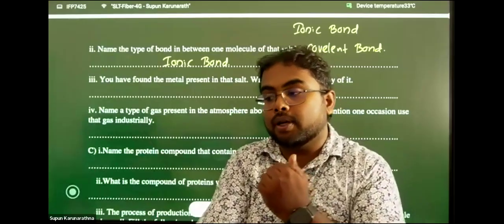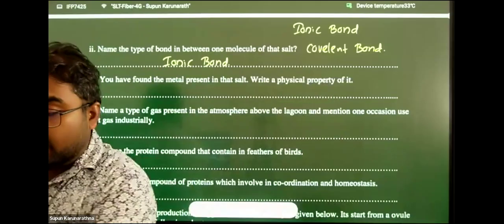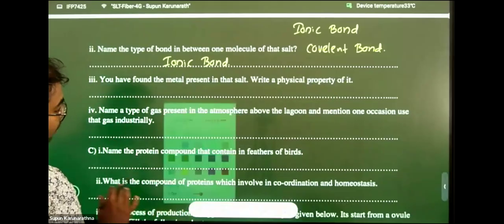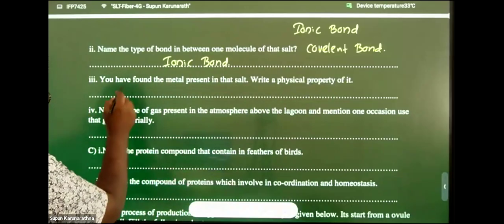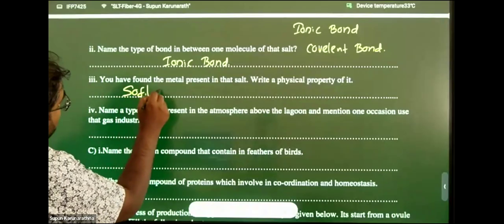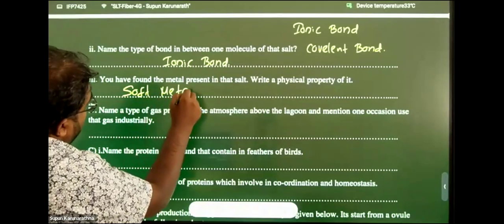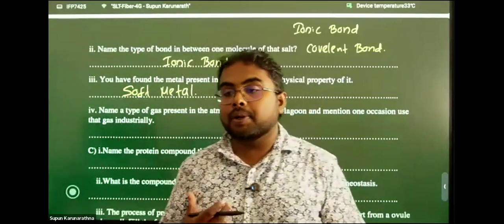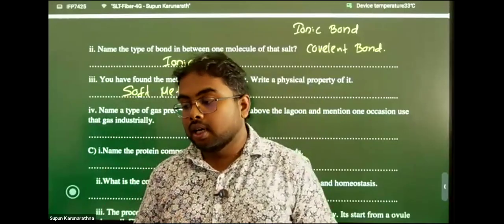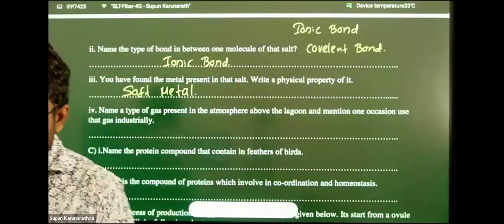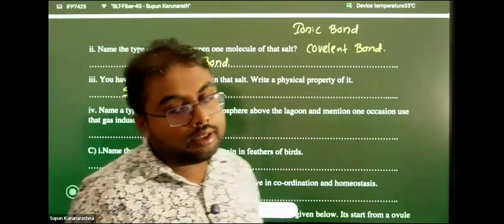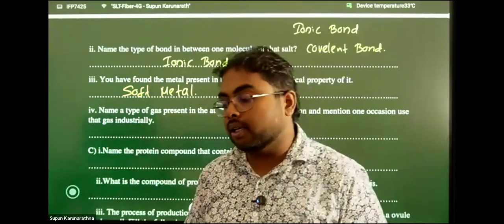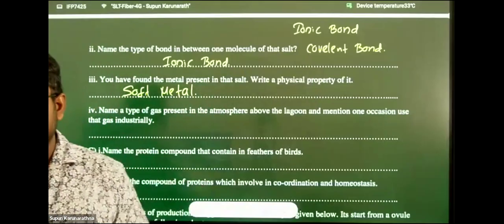So what is a physical property of sodium? It's a metal, right? So it has specific physical properties. It's a soft metal. We know that one physical property of sodium is that it's a soft metal. Sodium metal we can cut using a knife. Another one, it can conduct heat and electricity. There are many properties that metals have, so we can take it right here.